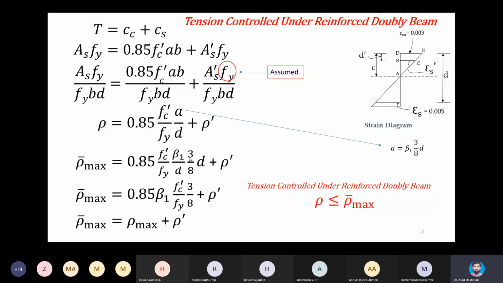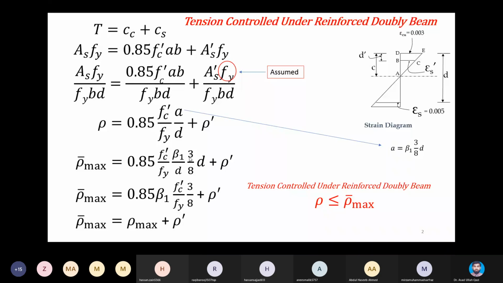And as well in a doubly beam, we have a second challenge to judge what is the strain or the stress in the compression steel. If compression steel is yielded when the beam will fail, it will become case 1. If compression steel is not yielded when the beam will fail, it will become case 2.